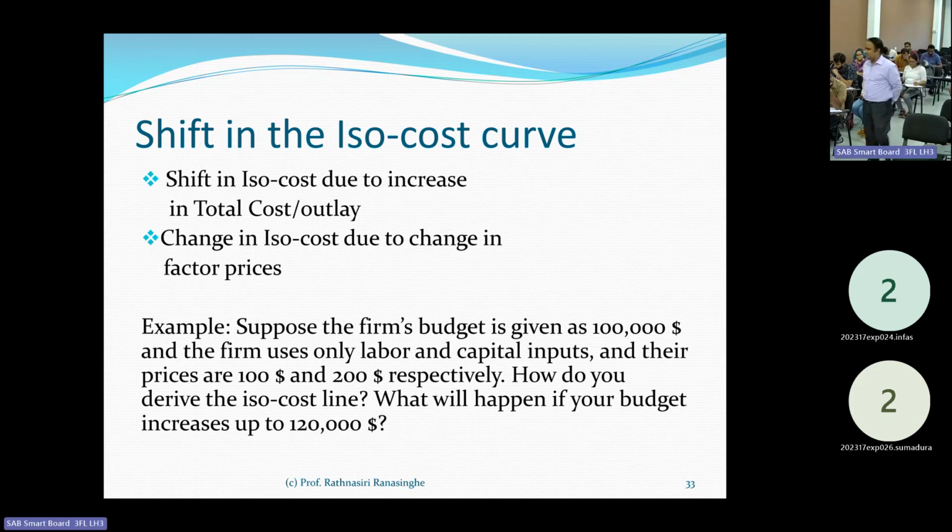Remember how we derive the isocost curve? Taking the two extreme points. Firstly, you have to have the two extreme points, and then you can draw the isocost. Assume that you spend on the two factors, capital and labor, and based on that you obtain the two extreme points. So in the first case, the total outlay is 100,000.